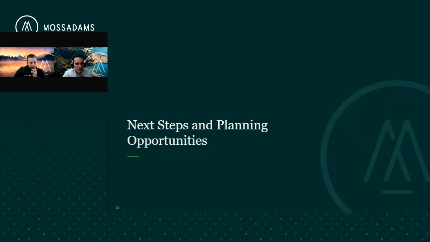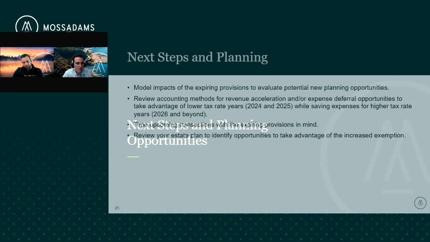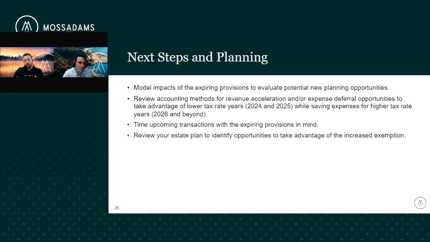All right, so next steps. Really what this comes down to is just thinking about what's coming and modeling and revisiting now. Do your deductions make sense? Is your repairs and maintenance policy, does that make sense? Should we be deducting more things in those years where tax rates jump? Depletion pools, is your depletion methodology set up in a way that maximizes deductions in anticipation of the increased tax rates?